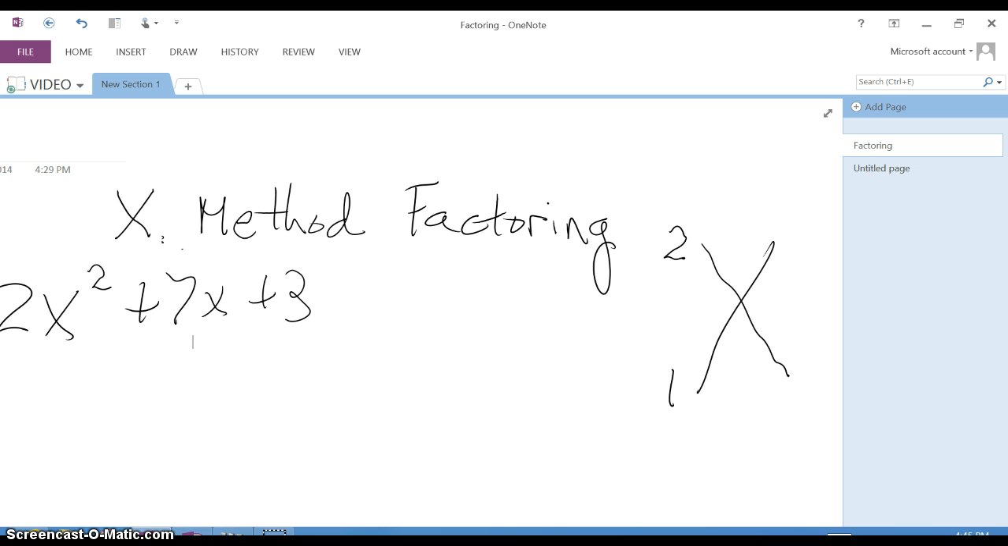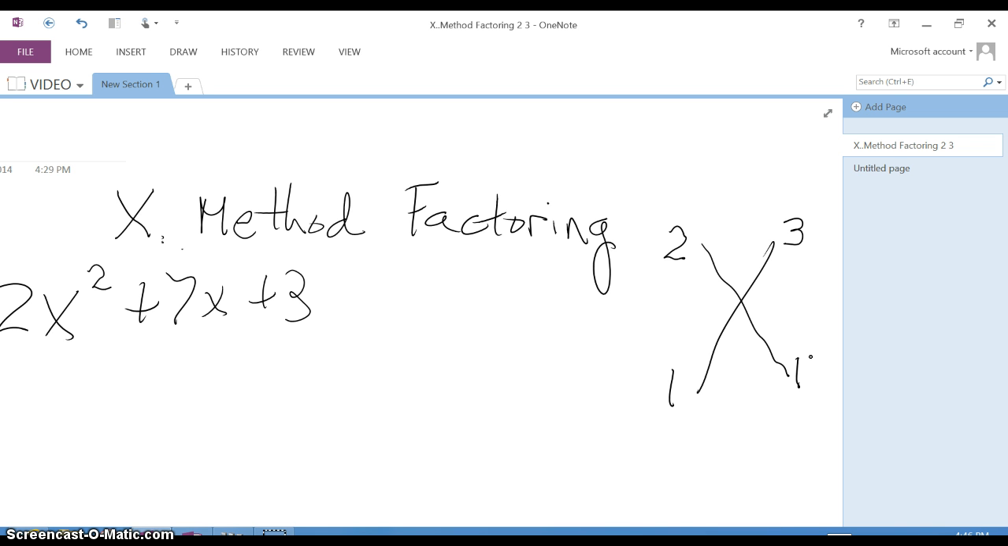Well, you could have a negative 3 times a negative 1, but that's not going to work here because we want to get a middle term that's positive. So how about we try a positive 3 times a positive 1? Now, I'm going to do this incorrectly first so I can show you what it looks like when it fails. So I'm going to put the 3 on top on the right and the 1 on the bottom on the right.